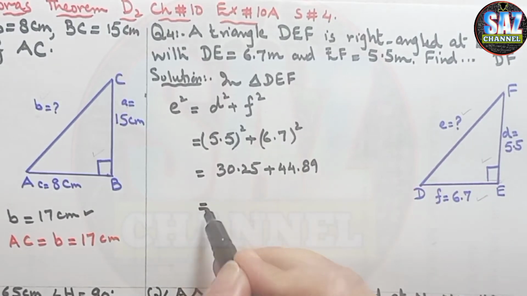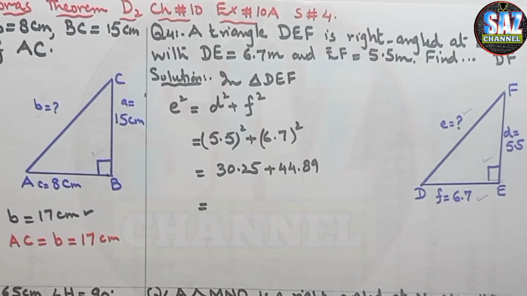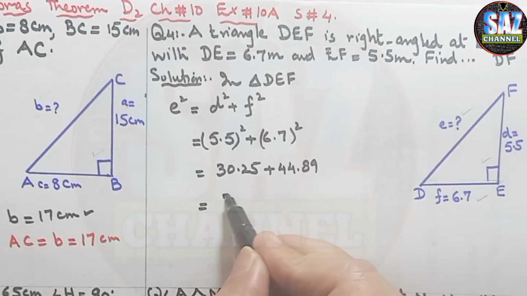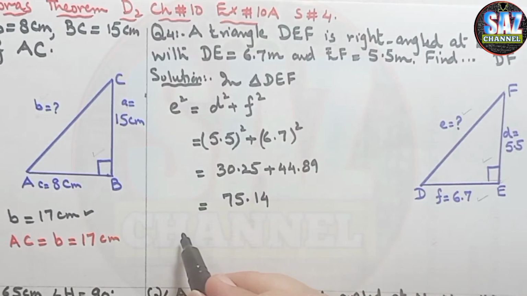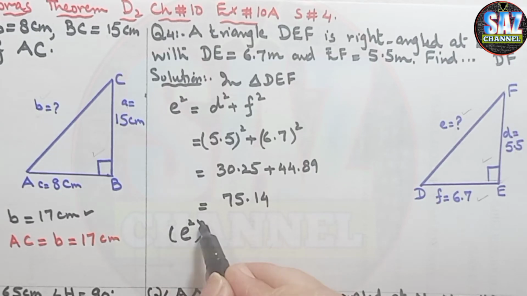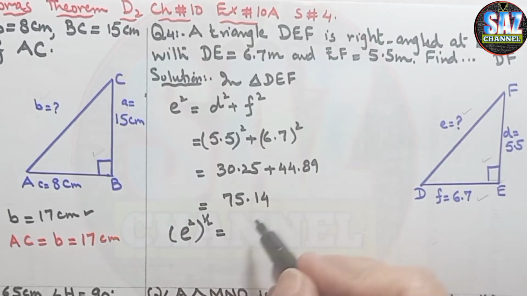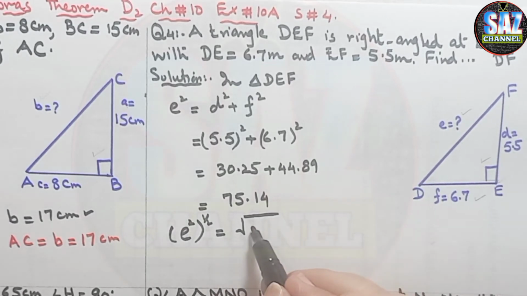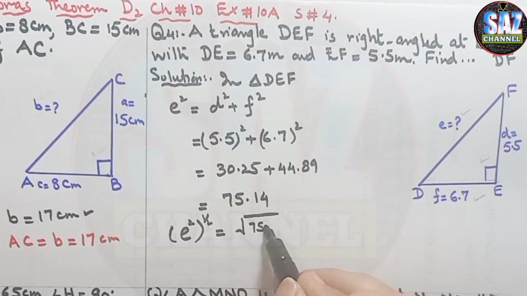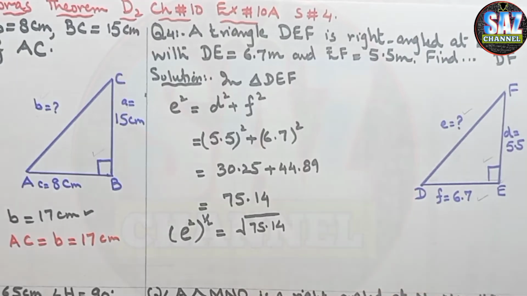44.89, and this will give me 30.25, and the sum is 75.14. Now what we have to do in order to get value of E, we have to take square root on both sides, and the equation will take the form square root E equals to 75.14, and now we have to take the square root of this number.